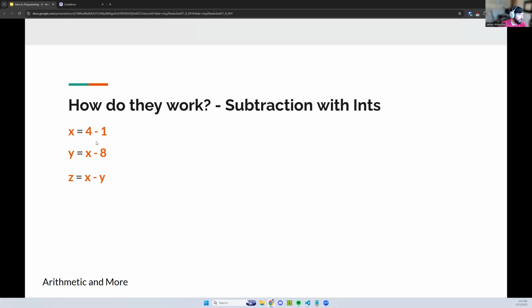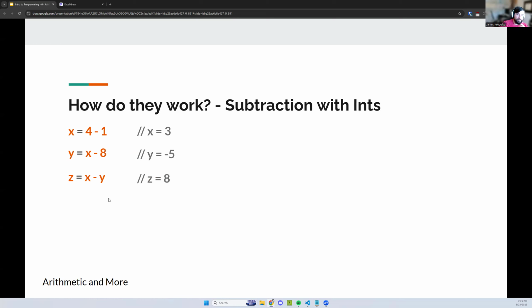The next one, subtraction, right? So 4 minus 1 is what? 3. So it takes that 3, it places it in x, and so x is now 3. 3 minus 8, right? 8's bigger, so 3 minus 8 is going to be negative 5. It's going to take that negative 5 and store it in y, and so y is now negative 5. And then the same thing happens, x minus y. x is 3, y is negative 5, so 3 minus negative 5, remember the minus and negative makes it a positive. 3 minus negative 5 is going to be 8, and then 8 is going to get stored in z.